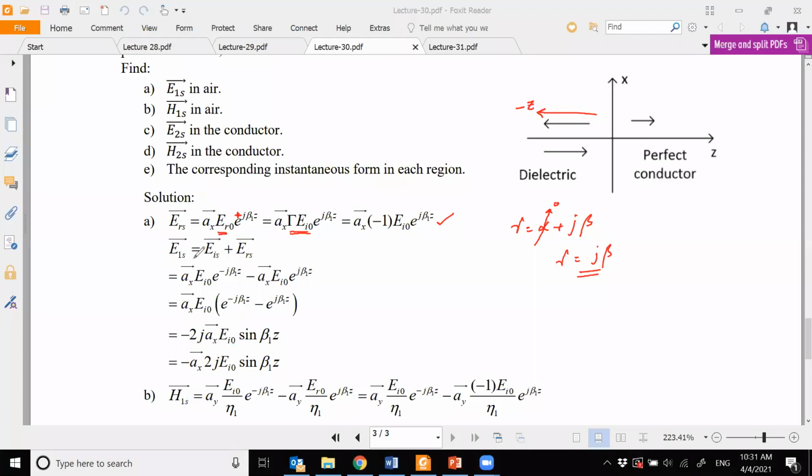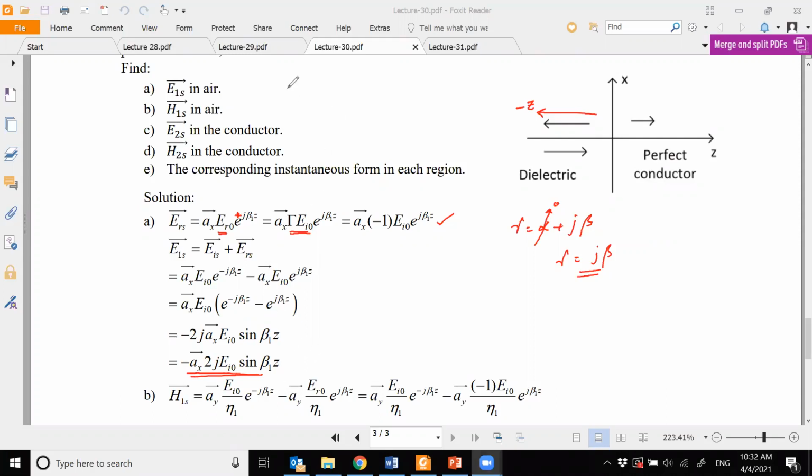Therefore my total electric field will be the incident plus reflected. If you see here, there is a minus. If you take ax and EI0 common, this is e^(-j beta 1 z) minus e^(j beta 1 z). From our complex numbers, we can replace it with sine. It is nothing but -2j ax EI0 sin(beta 1 z). So this is what I'm seeing as my total field.